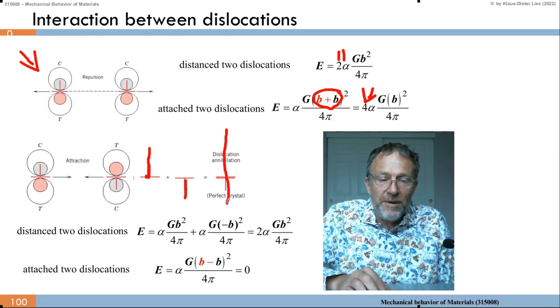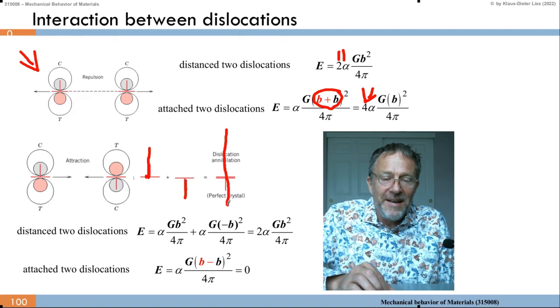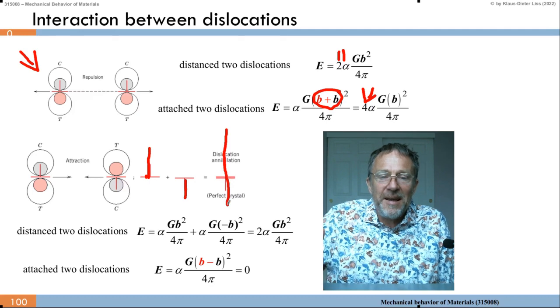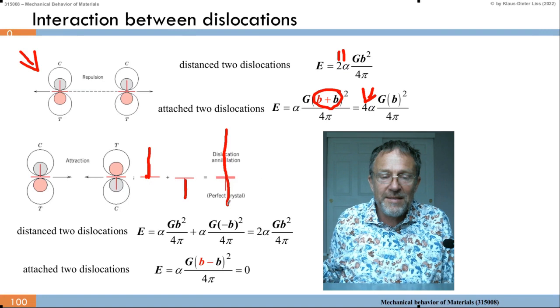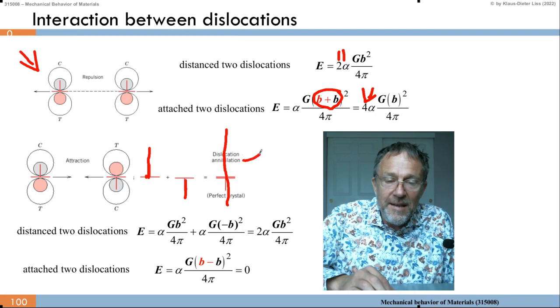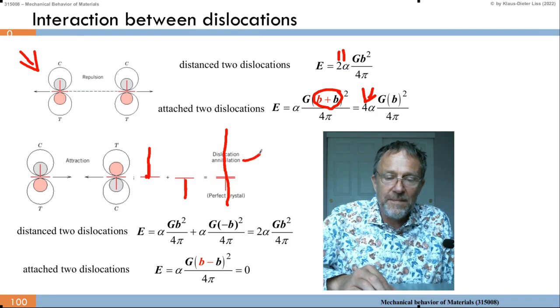I just have one continuous extra lattice plane through the whole crystal. So I have a perfect crystal. This is an annihilation of dislocation, we say. Gives a perfect crystal.